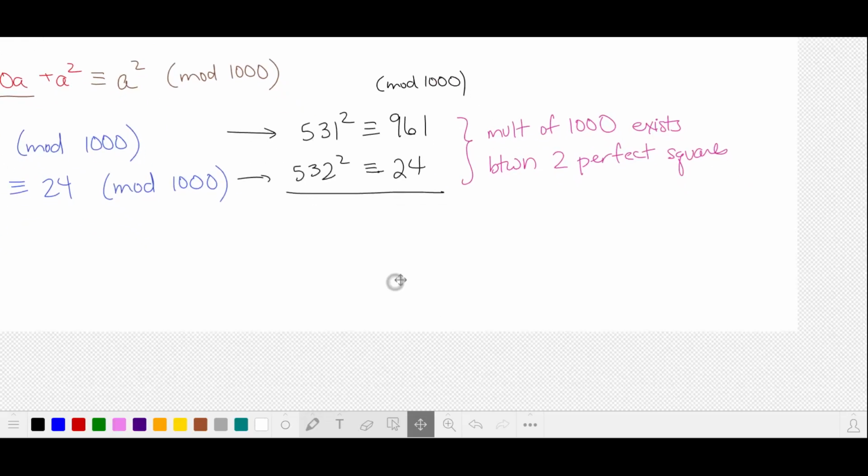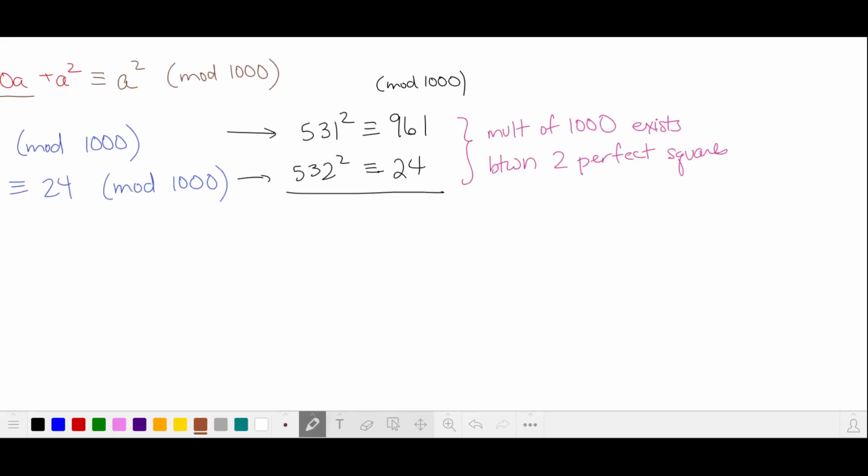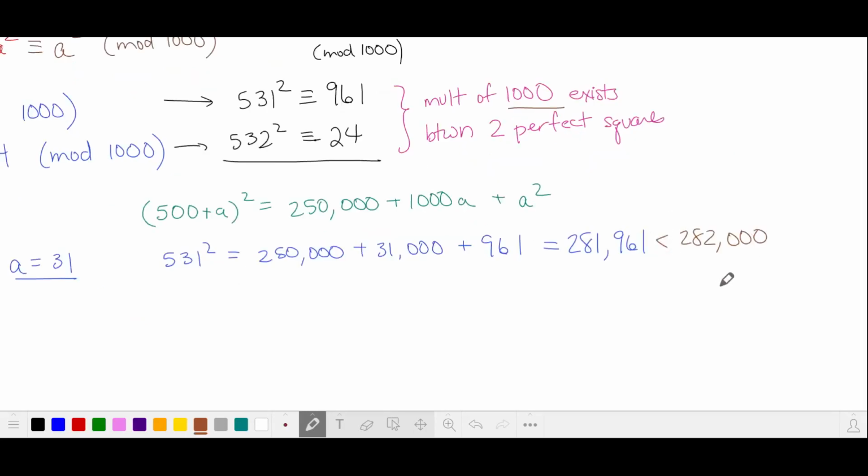Let's check to make sure that all 1,000 consecutive integers, starting with this multiple of 1,000, are in this interval. We'll use this formula. So when a is equal to 31, we get a perfect square that's just to the left of 282,000. When a is equal to 32, our next perfect square is the square of 532. This is going to be over 283,000.